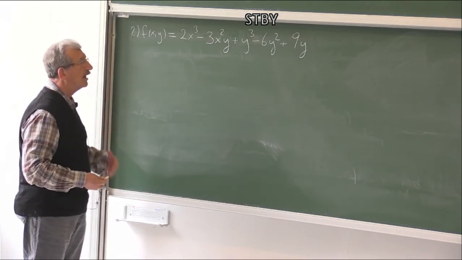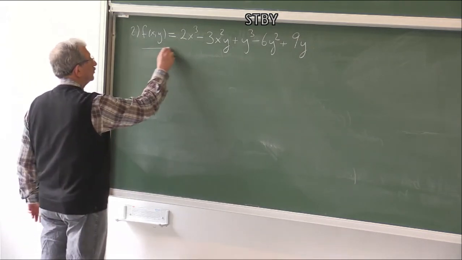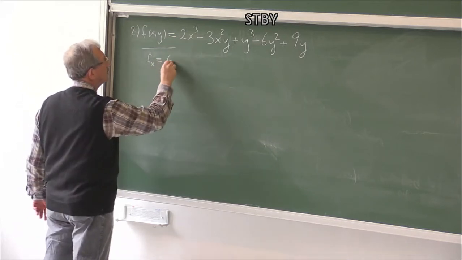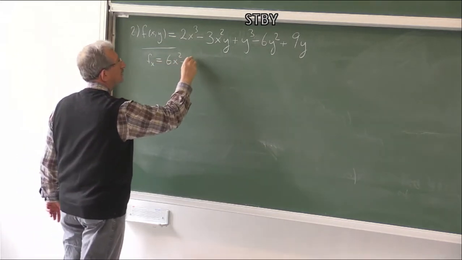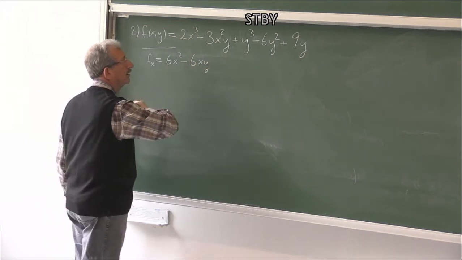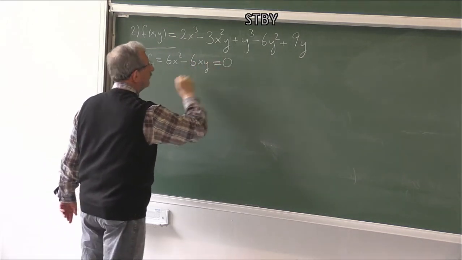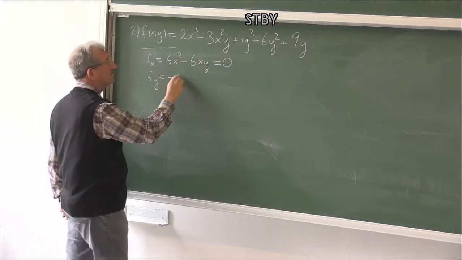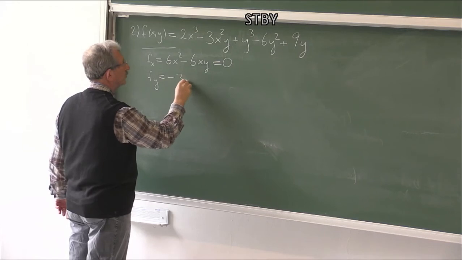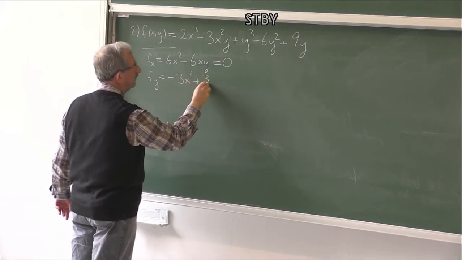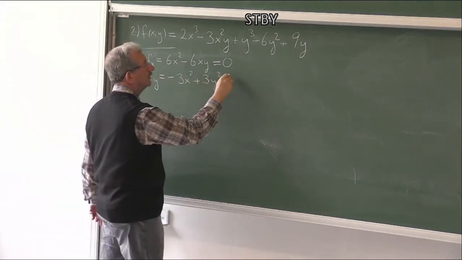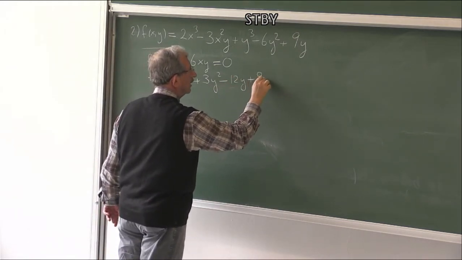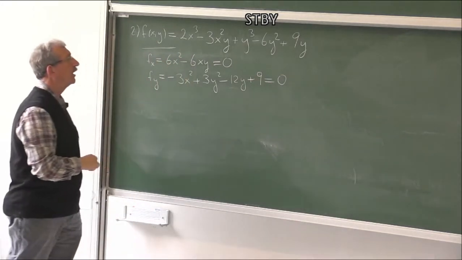So theorem is applicable. So to find critical points, we calculate f sub x, which would be 6x squared minus 6xy. That's all. That should be 0. And f sub y, that would be minus 3x squared plus 3y squared minus 12y plus 9. And that should be 0. Okay.